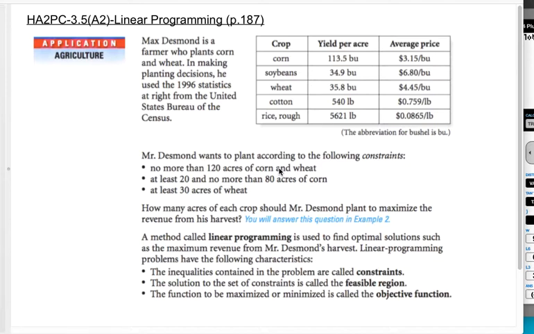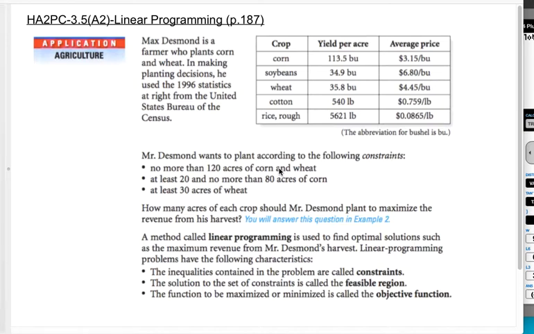So Max Desmond is a farmer who plants corn and wheat. In making planting decisions, he used the 1996 statistics right from the United States Bureau of the Census. Keep in mind, 1996 is before all of you were born. So I get that this is a long time ago, but the same kind of concept holds true. So there's this table for a bunch of different crops, right? Corn, soybeans, wheat, cotton, rice.